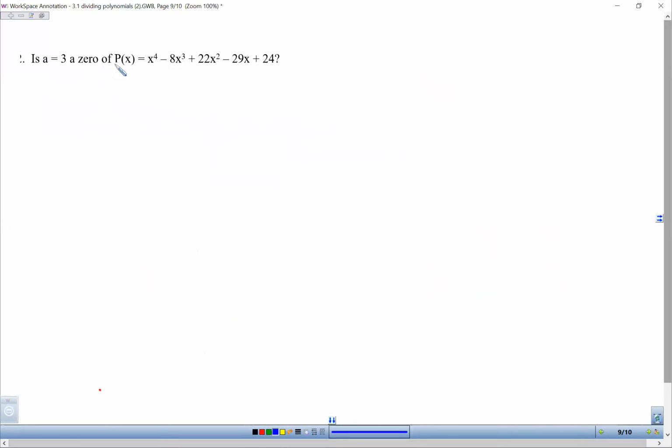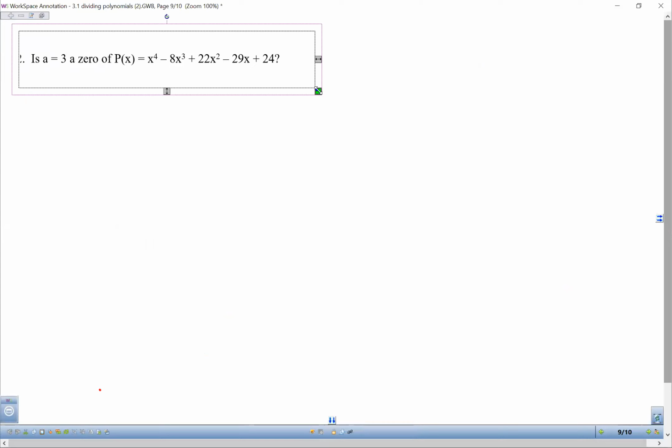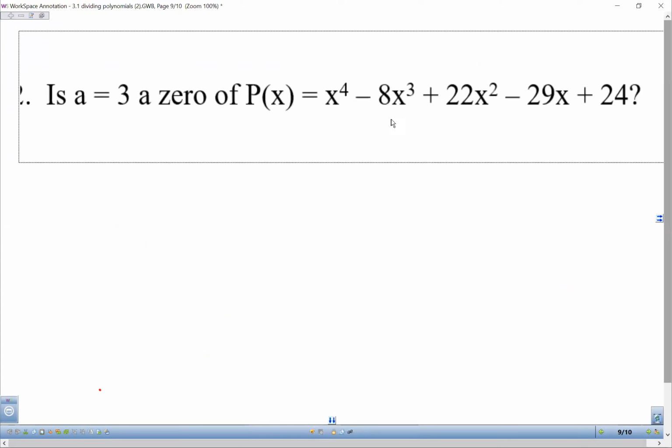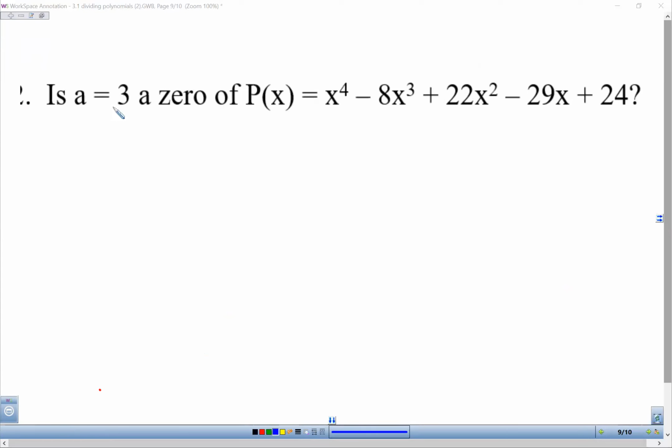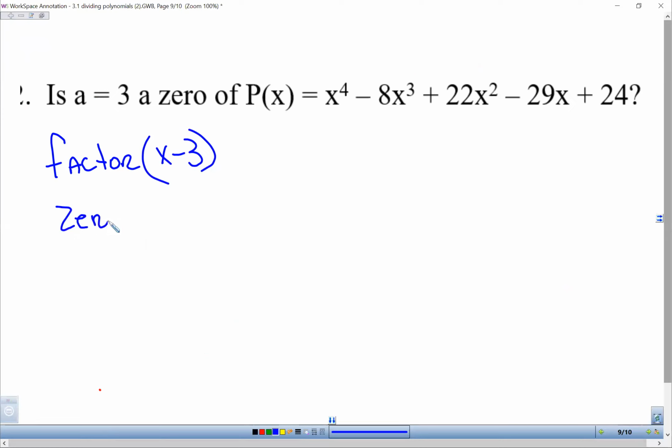So now it's a little bit different. They're asking us, is a equals 3 a 0? So now they're giving us the value of a. They're not giving us a factor, so they want to know, is it a 0? So a factor would be in the form of x minus 3. A 0 is the value that makes this 0 when x equals 3.